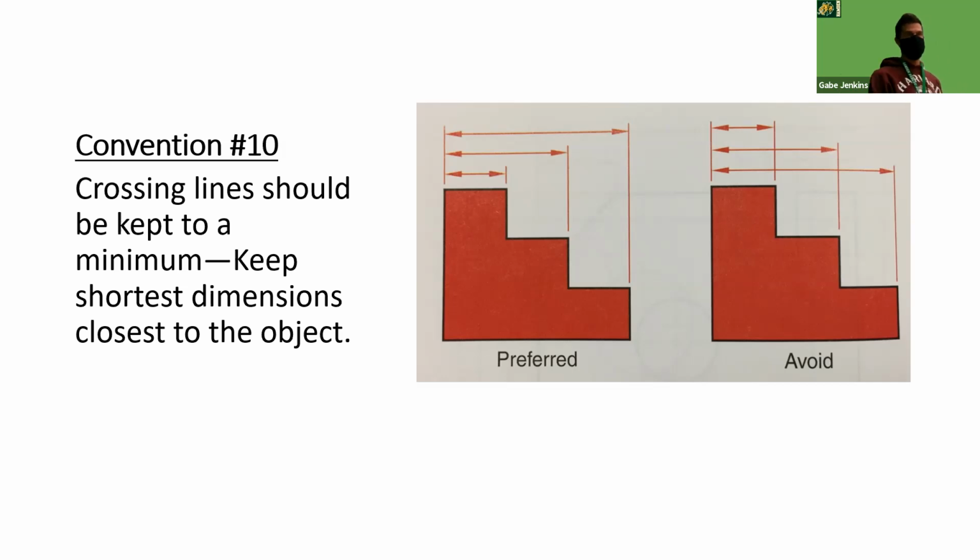And the way we do that is like it says, the shortest dimensions, the ones that are really small like this, we keep that close. And the biggest dimensions, like the widest ones, we keep those the farthest away. And that's it.